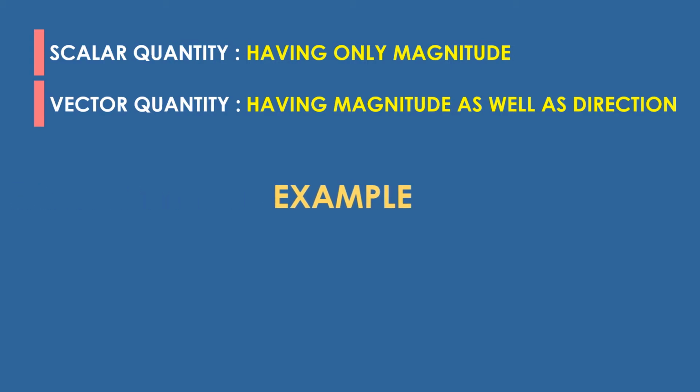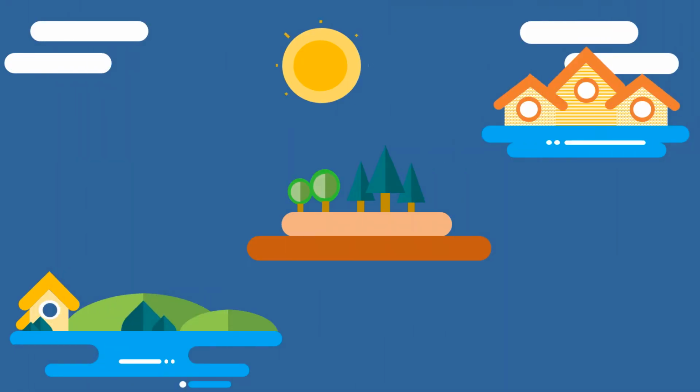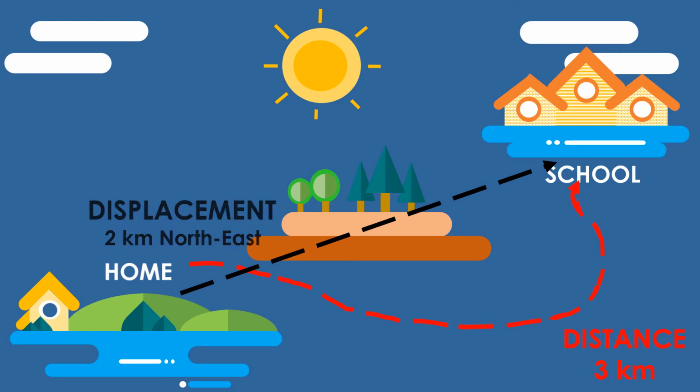For example, you are going to the school using the usual path. This is called distance, say 3 kilometers. Another path, which is the shortest distance measured from your home to the school, is called displacement, with magnitude 2 kilometers in the direction north of east.